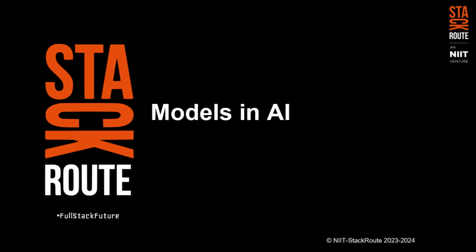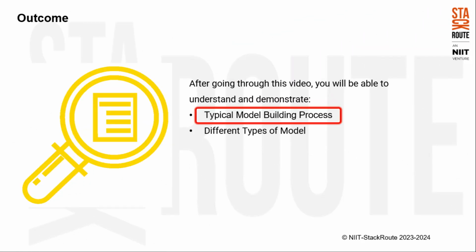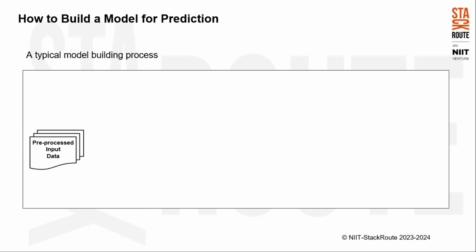In this video, we will see what is a model, how a model is built, a typical model building process, and what are the different types of models. Now, in this example, we are going to talk about how a model is built. So this is a typical model building process. Now, this can be applied to any classification problem or regression problem or any other problems. So this is typically how it is built.